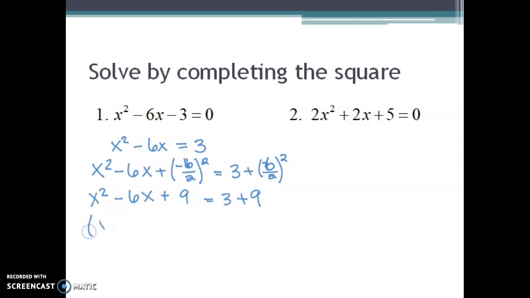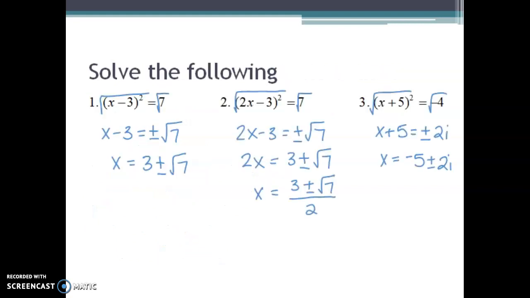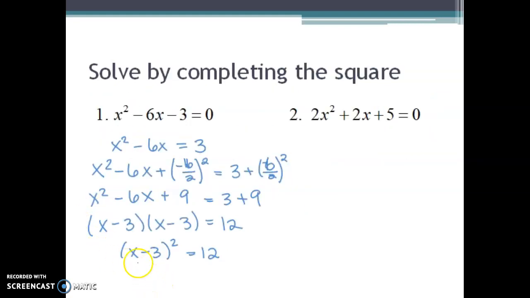And now what we see is we have something that is factorable, x minus 3 and x minus 3. And if I add 3 and 9 together, I get 12. X minus 3 and x minus 3 is actually x minus 3 squared equals 12. And now we see it looks like just the same things we were doing on these problems for solving. We first square root both sides, and then we can, in this case, add 3. So x will equal a positive 3 plus or minus the square root of 12.